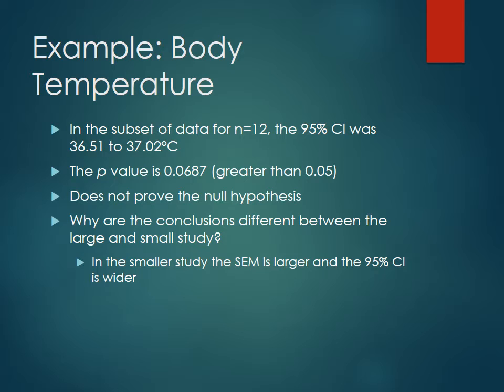I'll show you a graph in a second that makes that a little bit more clear, but just notice that because it encapsulates that population mean, that's what's helping to make it not statistically significant. So again, what can we say about the differences between the large and the small study? Obviously, the more patients that we have, the larger the value of n, the smaller the standard error of the mean is going to be, and it's going to allow the confidence intervals to be more narrow.